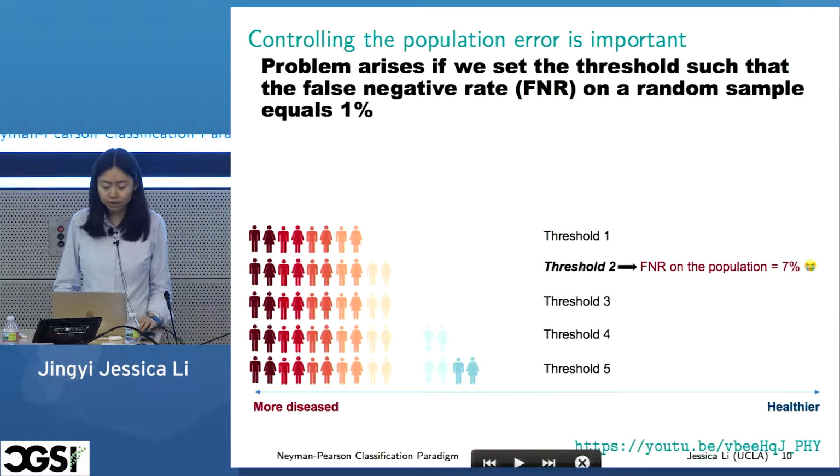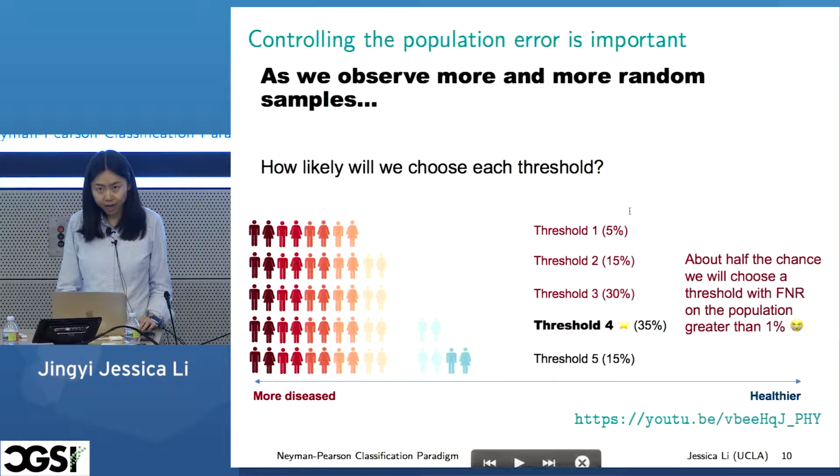If you repeat this process by observing different samples, we will get a distribution. Sometimes we'll pick those bad thresholds, sometimes we pick the optimal one. But there's no guarantee that we will pick threshold 4 or threshold 5, which can guarantee my population false negative rate under 1%. Therefore, about half of the time, I will pick a very bad threshold. So this example suggests that we cannot simply draw a threshold from a sample if we really care about the population type 1 error. Okay, so motivated by this toy example, now let's talk about our formulation.